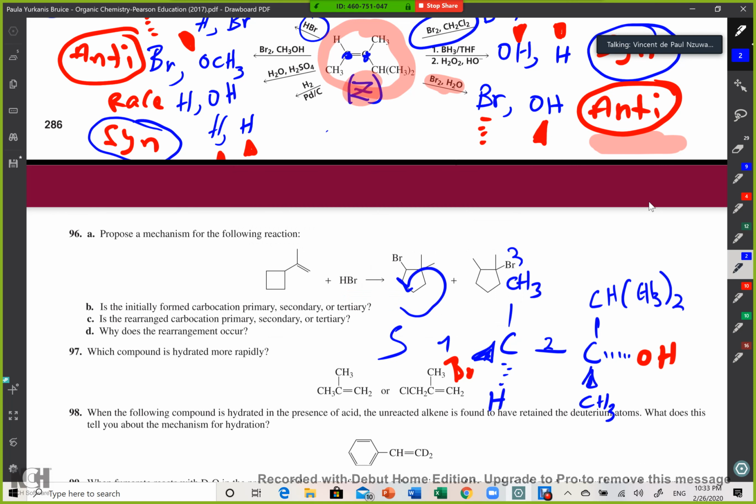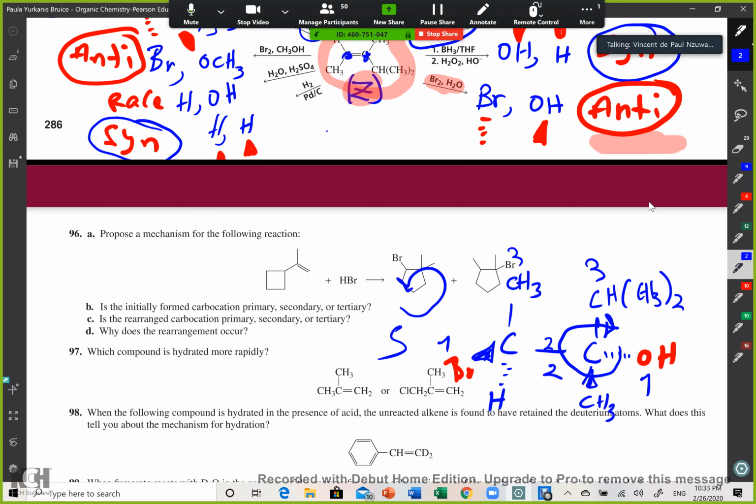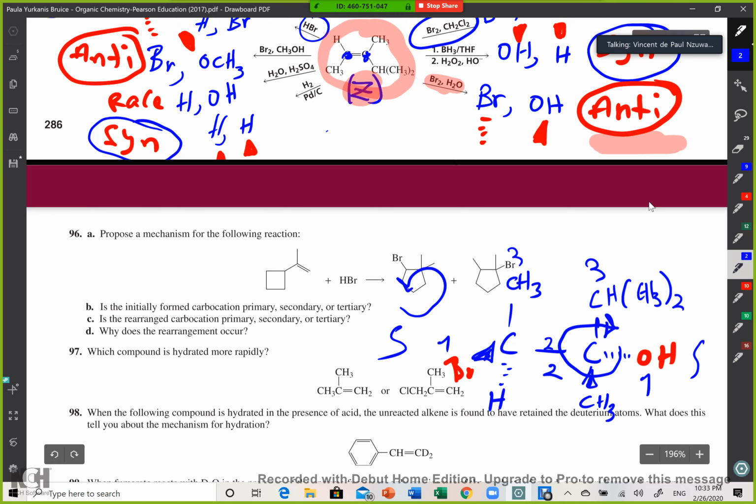Then I do the same thing for the other group. The OH is priority number 1. This will be priority number 2, and that will be priority number 3. So with this one, I am traveling in this direction. Which direction is that, guys? That's the R. But the lowest priority is not on the back. Take note, the lowest priority is not on the back. So I need to reverse it. If I reverse it, that will give me an S.